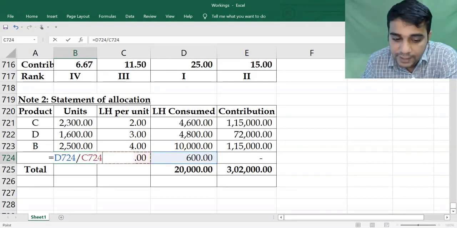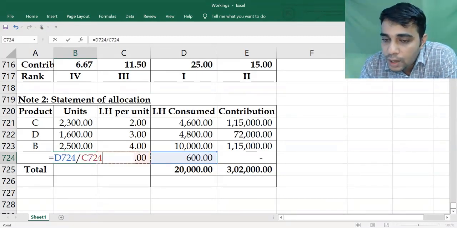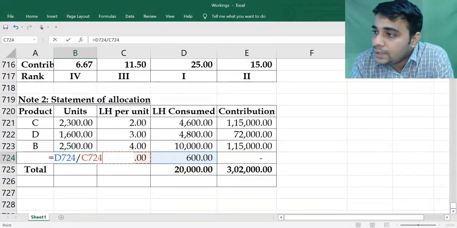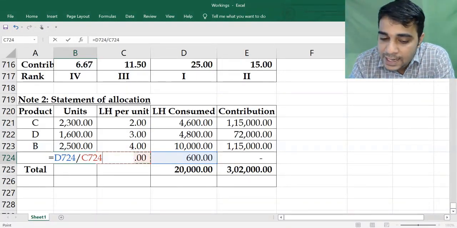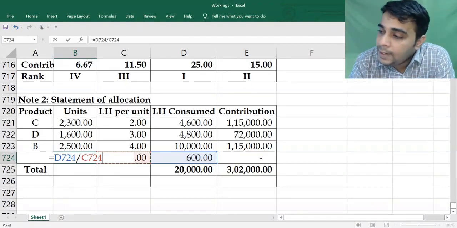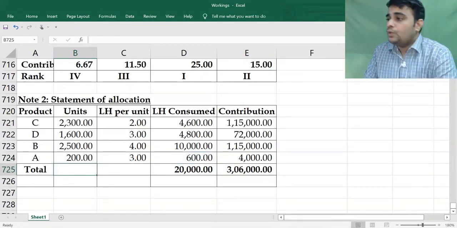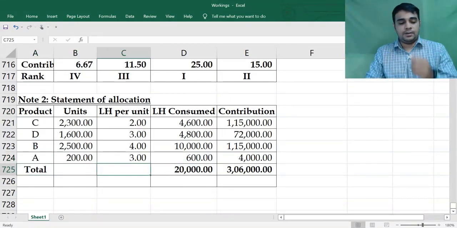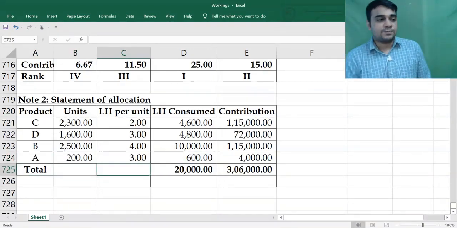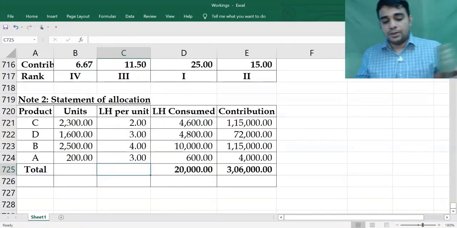600 divided by 3. Column 2 into column 3 is column 4. LH per unit into units is LH consumed. Reverse order: LH consumed divided by LH per unit will give you the units. 200 units is what is possible. 200 into 3.